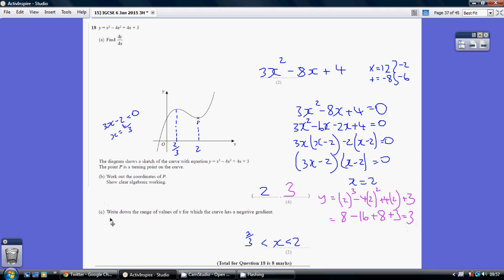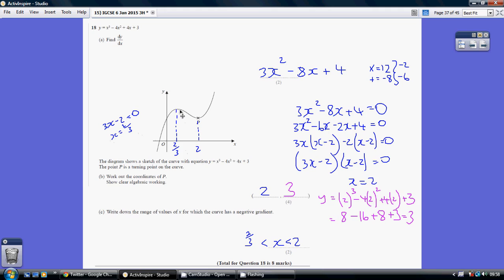Now for part C, write down the range of values of x for which the curve has a negative gradient. So we can see the curve has a negative gradient in this stretch here. Now we've just worked out that our minimum value has an x value of 2. And from this other bracket we can see that the x value of the maximum is 2/3. That's by solving 3x minus 2 equaling 0, x being 2/3.